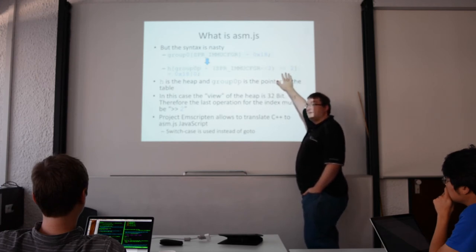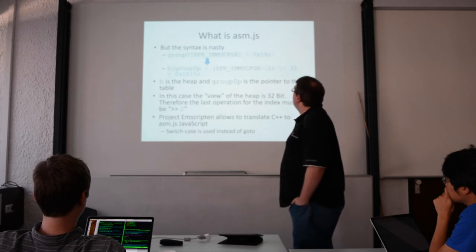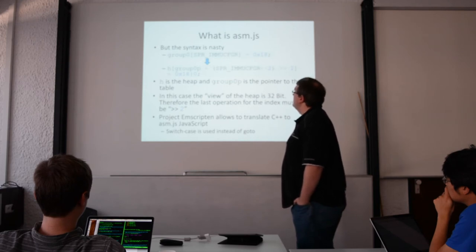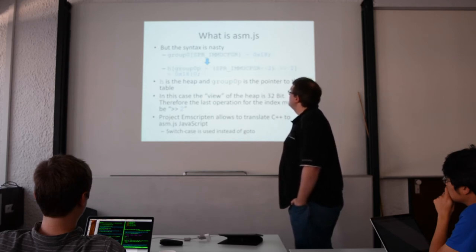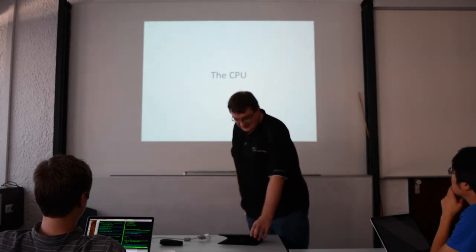If you make group 0p be a word level, just take group 0p and shift it by 2. You don't need to shift it by 2 all the time. No, but this is already the correct memory pointer. This is, I choose, ready to correct so that it's okay.